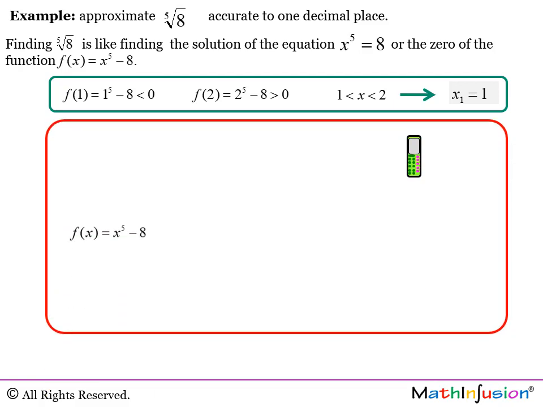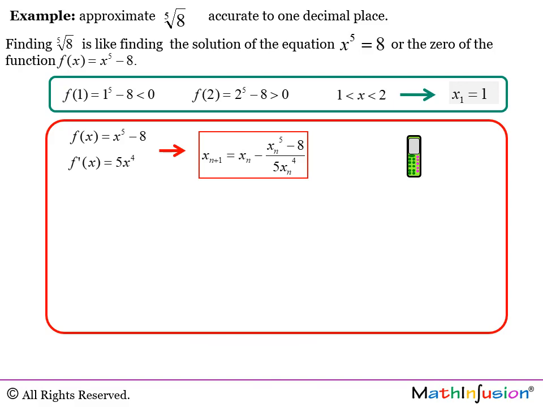To get the expression for the next x's, we need to do some evaluations here, and we get that. x2 is x1 minus x1 to the 5th minus 8 over 5 times x1 to the 4. x1 is 1. We substitute 1 and we get 2.4. Now we are going to substitute 2.4 in the expression and we will use a calculator, and we get that the value of x3 is approximately 1.968. As you can see, this is not accurate enough.